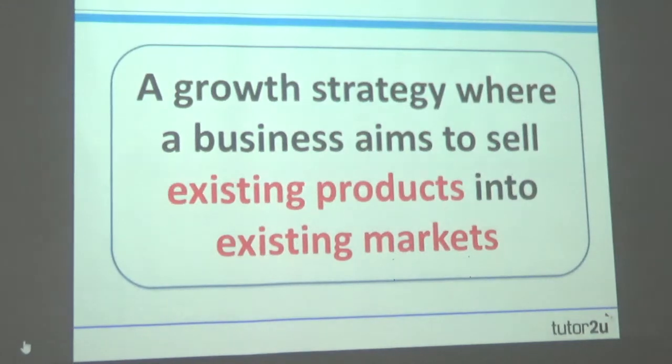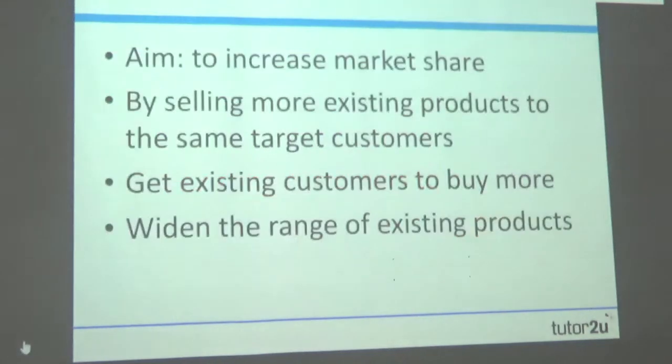So we've mentioned this is top left of the matrix, selling existing products into existing markets. And really this should be the safety first core strategy, shouldn't it, for most businesses. Can we sell as many products as possible from our existing product range to both our existing customers and also customers who share the same needs and wants as our existing customers? We're selling to a well-defined and well-understood customer base.